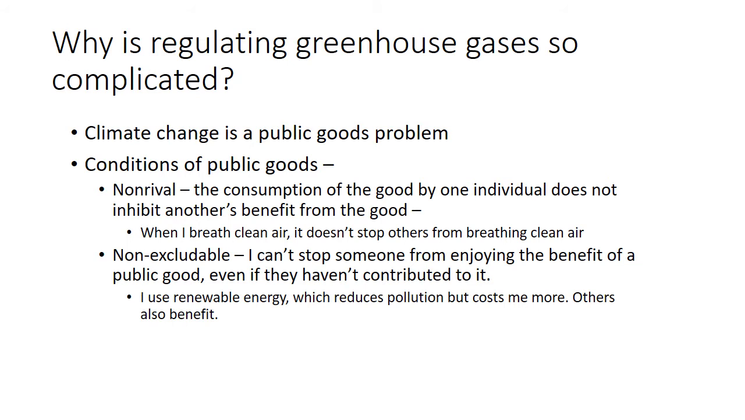Why is regulating greenhouse gases so complicated? Why have we failed at a global scale? Well, climate change is a public goods problem. The conditions of public goods are that they're non-rival. The consumption of the good by one individual does not inhibit another's benefit from the good. If I breathe the clean air, it doesn't stop others from breathing clean air. It's non-excludable. I can't stop someone from enjoying the benefit of the public good, even if they haven't contributed to it. So if I use renewable energy, which reduces pollution, it costs me more, but others also benefit from the reduced pollution.